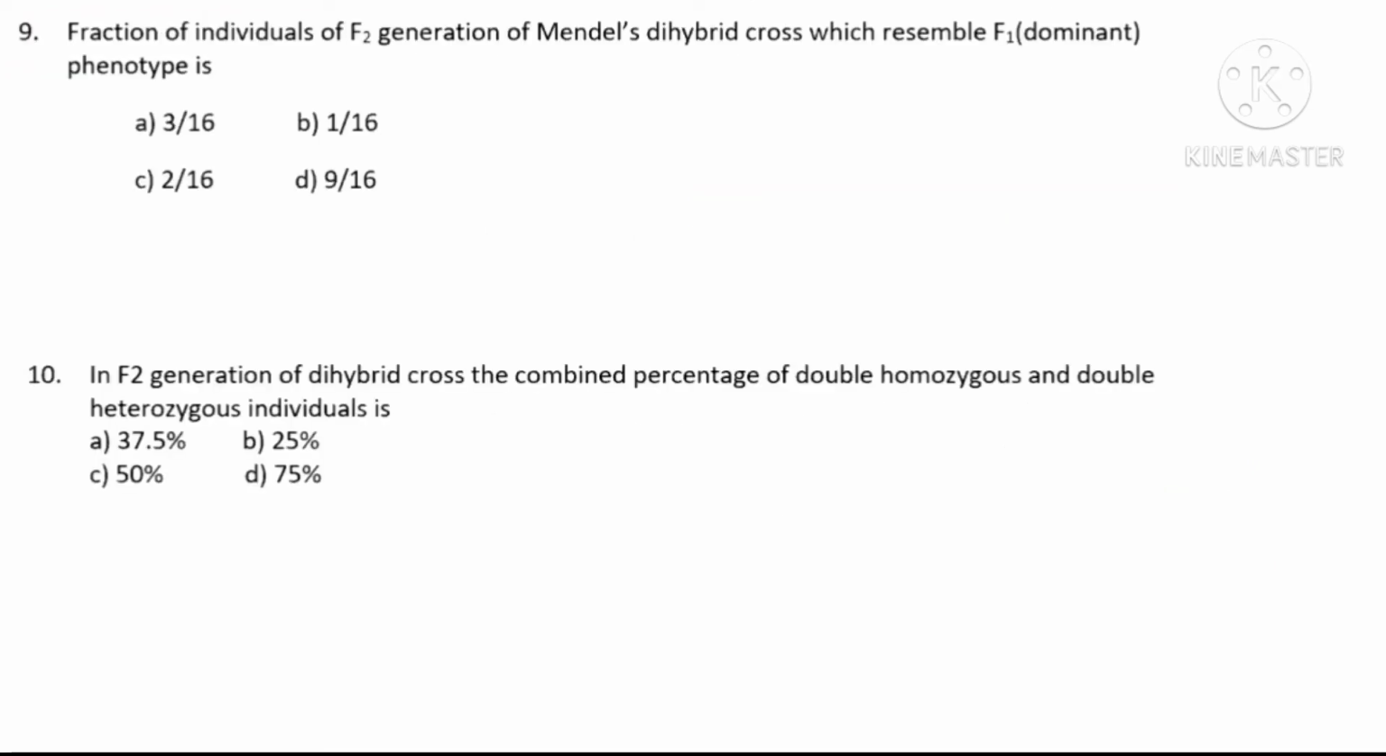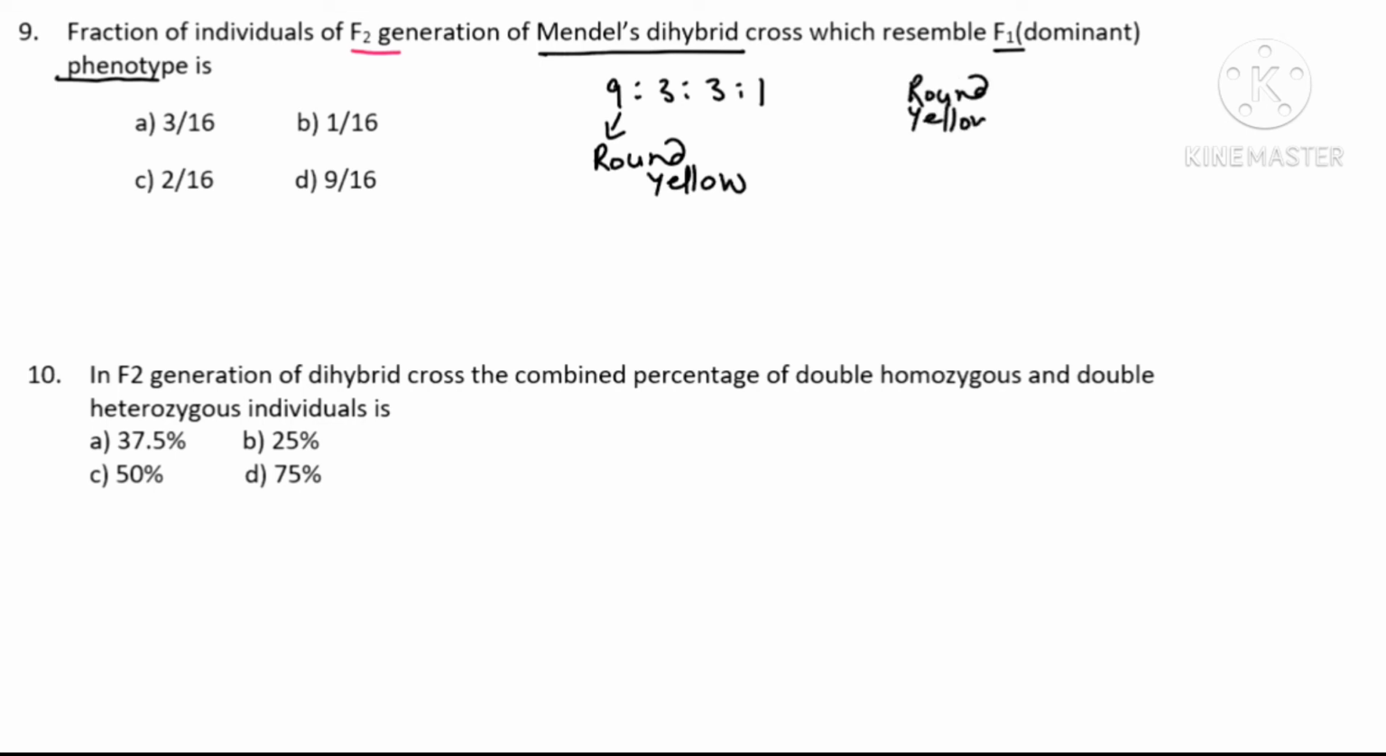Now see the next question. Fraction of individual of F2 generation of Mendel dihybrid cross which resemble F1 phenotype. So you know very well what is the ratio. 9 is to 3 is to 3 is to 1. And this 9 is your round yellow. And in F1 generation also, when round yellow was crossed with wrinkled green, your F1 generation was only round yellow. Is it clear?